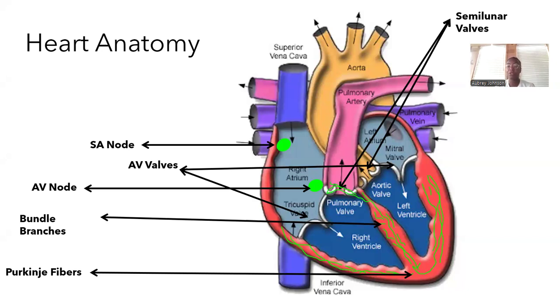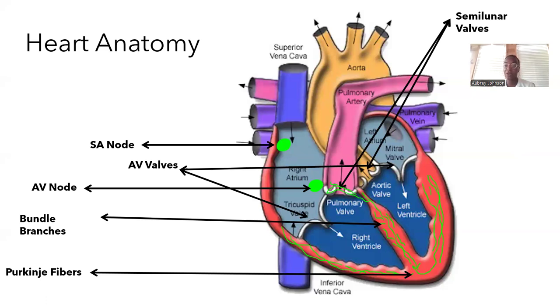It's important to note that there are two different types of valves. There are the semilunar valves, and then there are the AV valves, or the atrioventricular valves. The atrioventricular valves are the tricuspid valve and the mitral valve. It's easy to remember them if you know that these valves send blood from the atria to the ventricles. So that's why they're called the atrioventricular valves.